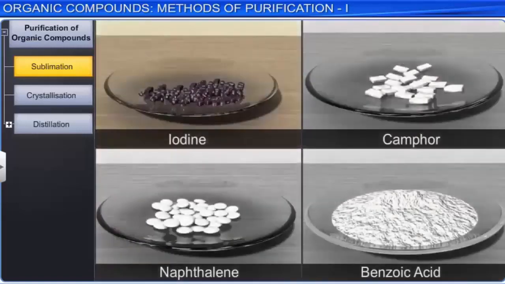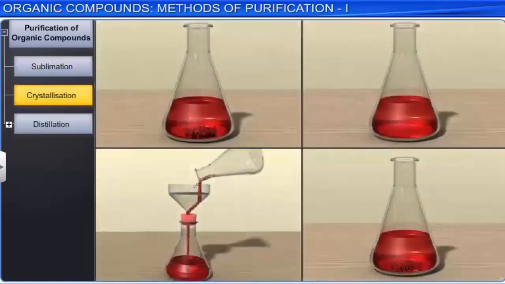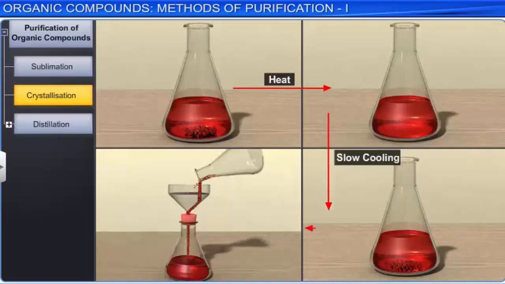Iodine, camphor, naphthalene, and benzoic acid are purified by this method. Now let's look at the next method of purification, called crystallization. It is one of the most commonly used techniques for the purification of solid organic compounds. This technique is based on the difference in the solubilities of the compound and the impurities in a suitable solvent.